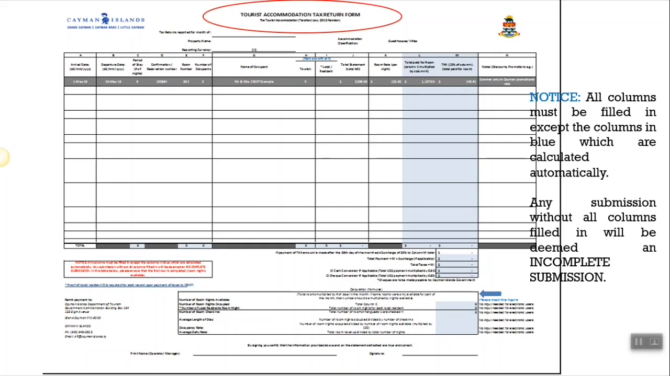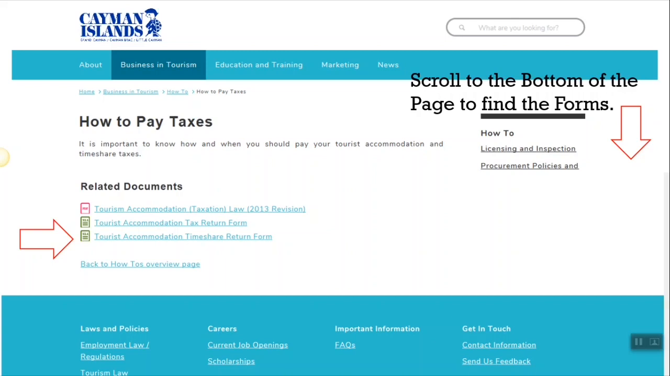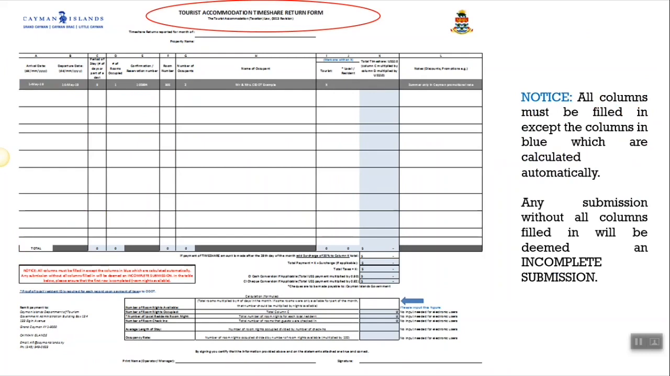To pay tourist accommodation timeshare, go to webpage paytaxes.ourcayman.ky. Scroll to the bottom of the page to locate the tax return form. To begin, ensure that the name of the property and period of payment are noted at the top of the form, also with the reporting currency.